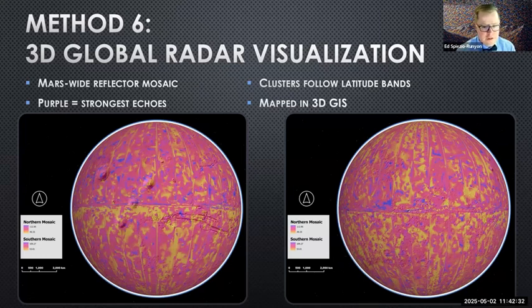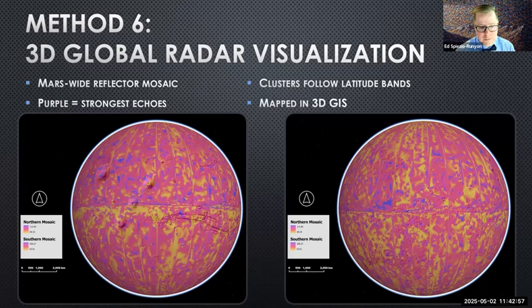Purple points in these images represent the strongest radar echoes, and you can see bands of clustering along the mid-latitude regions, both in the north and the south, between 30 and 60 degrees north and south, which is exactly where ground ice is predicted to be stable today. The mosaic actually lets us visually interpret the depth, the strength, and the geographic location of subsurface structures on a global scale.